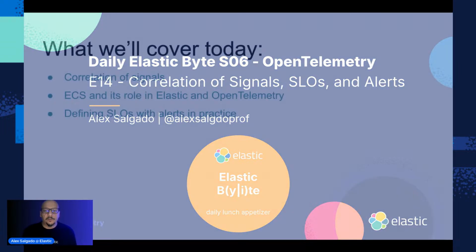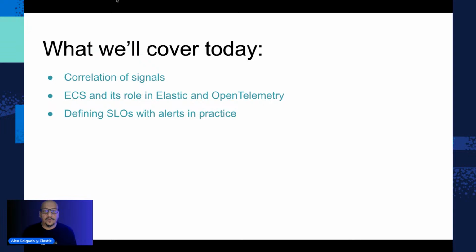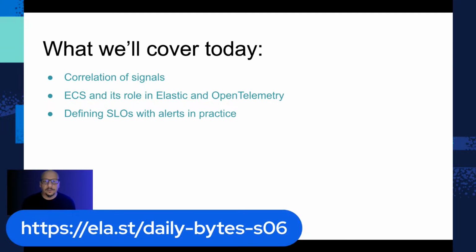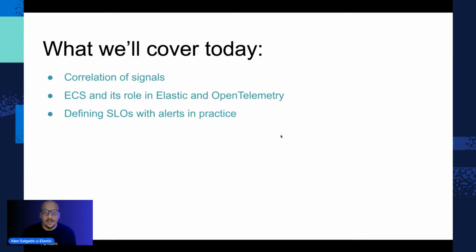So, what do we cover today? Today, we focus on three key topics. First, how to correlate signals like logs, metrics, and traces for a unified view. Second, the role of Elastic Common Schema, ECS, in Elastic and OpenTelemetry. Finally, we will define SLOs and set up alerts in Kibana. Let's get started.